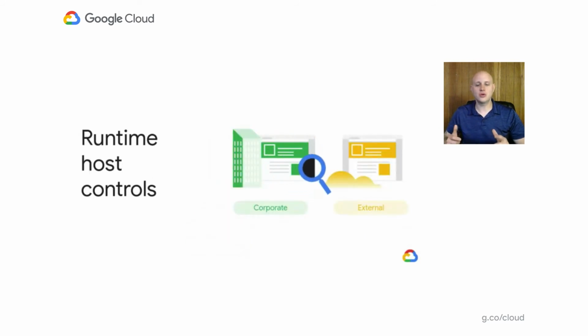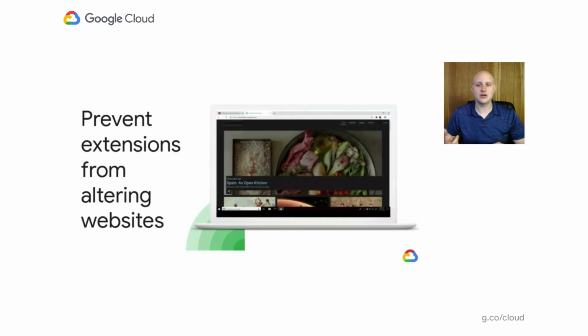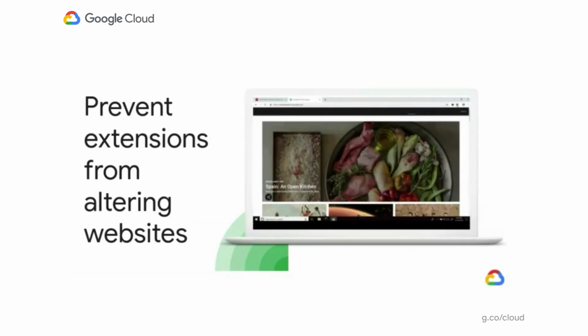So moving on to runtime host controls. What this does is it says you can run, Mr. User, you can run your extensions on any external site, but on my most sensitive sites, it's just not going to work. So let's see what this looks like in action. I have an extension installed here. It's a dark theme extension. You click the box, it turns on dark theme, it turns it off.